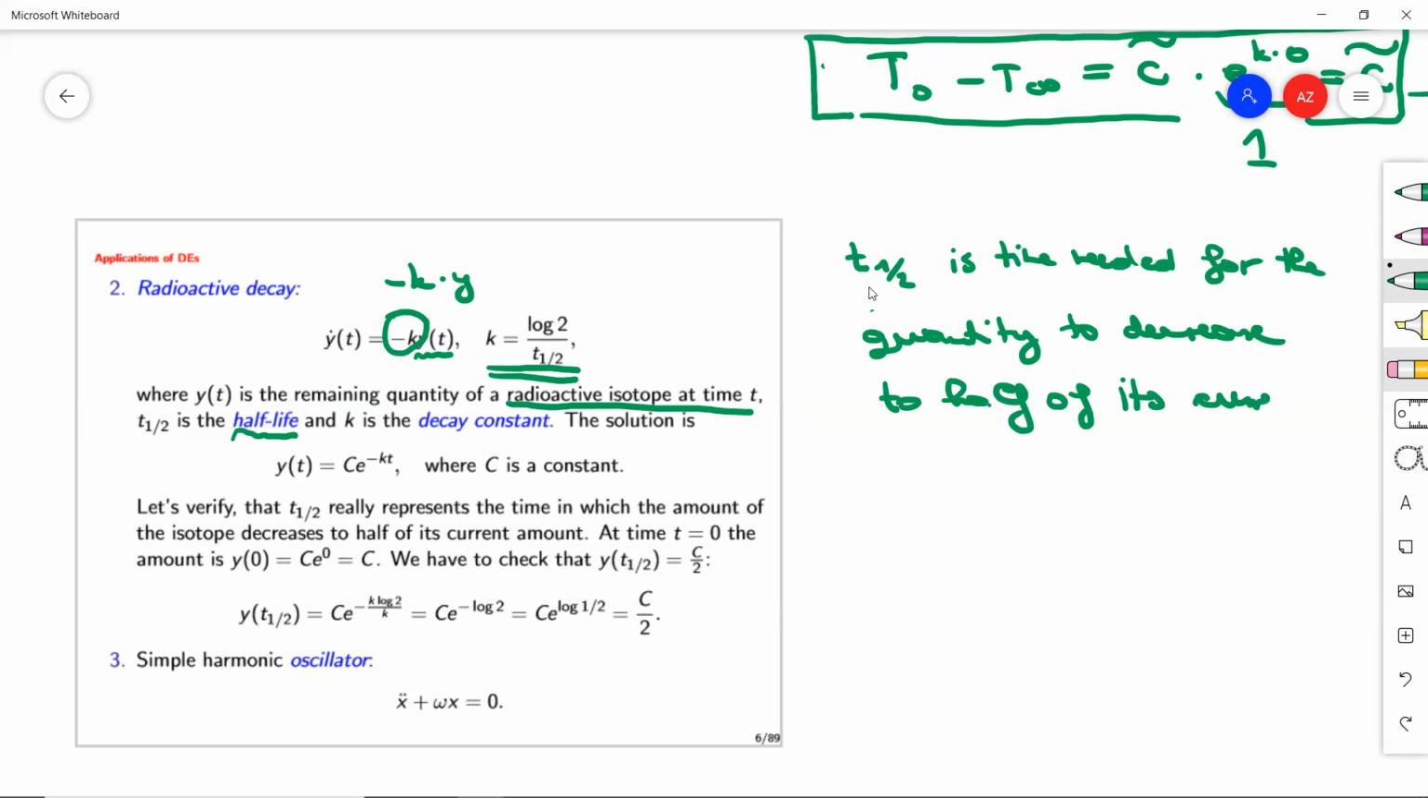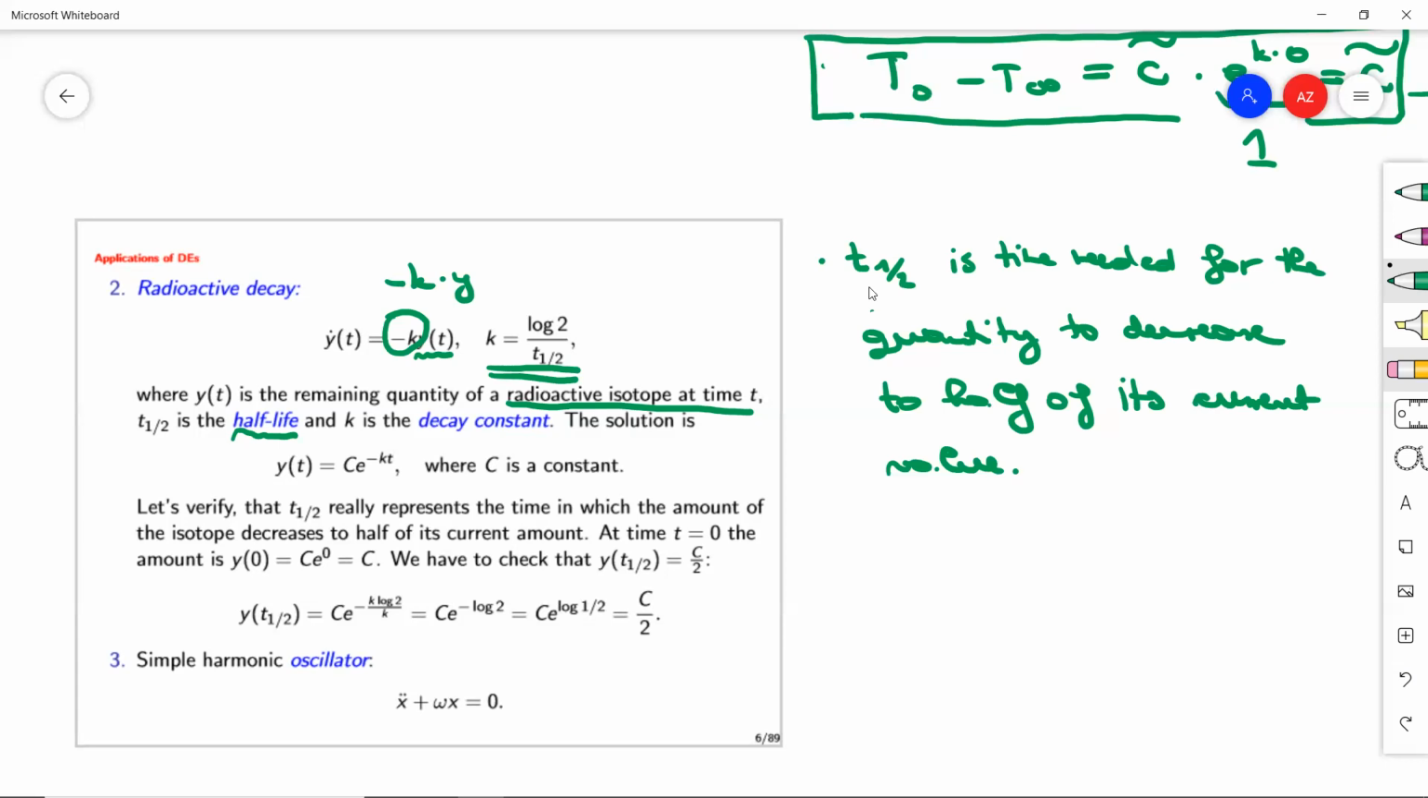So current value. This is some amount which is specific for every isotope. So it's given in advance or measured and written in tables. And we will see from the solution of this differential equation that this is indeed half-life. We won't go again over the process of solving this differential equation.